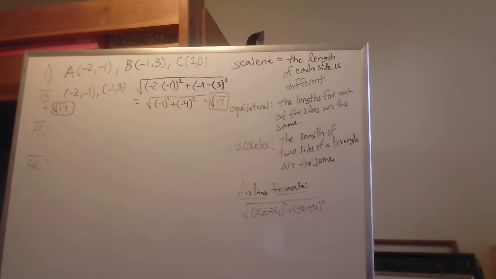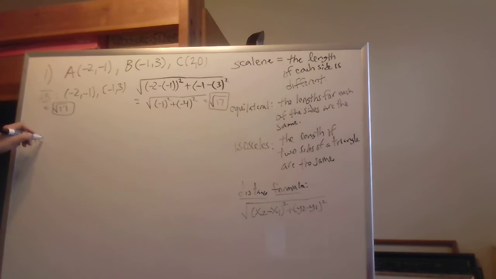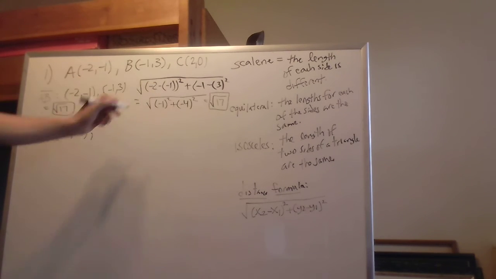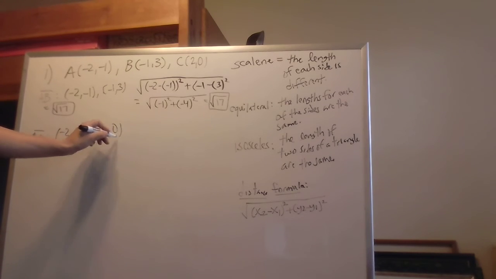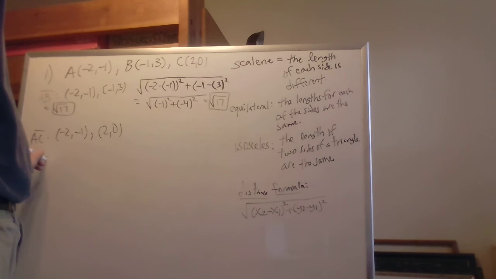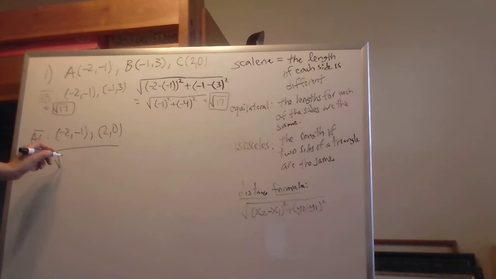All right, so now that we found the length of AB, we're now going to find the length of AC. So we take the coordinate for A, again, that's -2, -1, and we are going to take the coordinate for C, which is 2, 0. Now, what we're going to do for this problem is the same thing. We're going to plug these two coordinates into the distance formula. So the first x coordinate we have is from coordinate A. That's going to be -2.